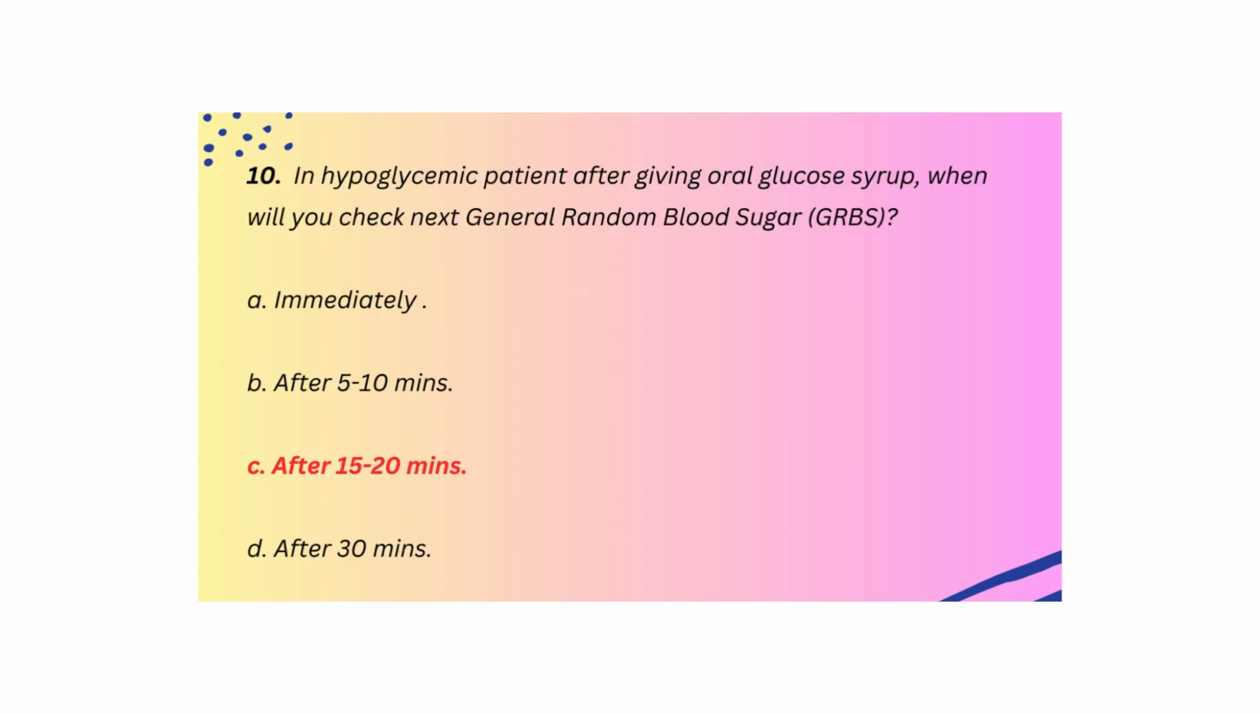Q10. In a hypoglycemic patient, after giving oral glucose syrup, when will you check the next general random blood sugar, GRBS? A. Immediately. B. After 5 to 10 minutes. C. After 15 to 20 minutes. D. After 30 minutes.